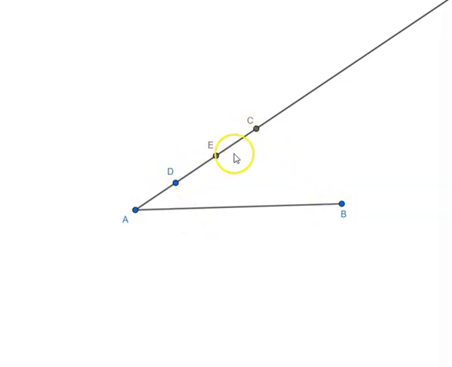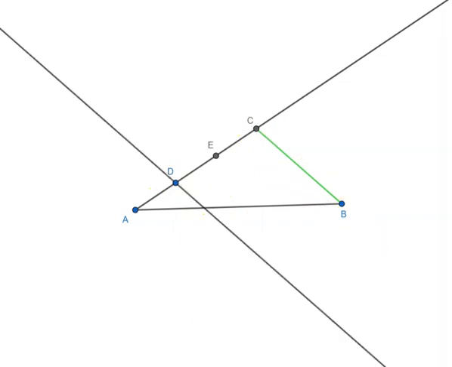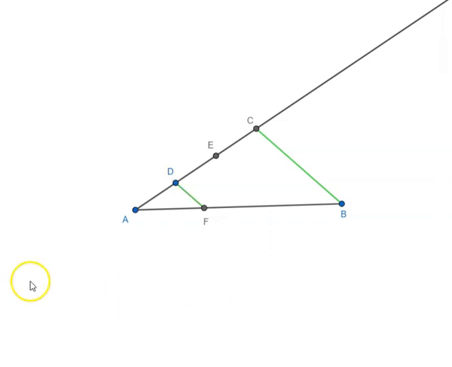So now we join B and C and we draw a line through D parallel to BC. And let's mark the point of intersection. And let's join these points D and F and hide this line. Yes. So here DF is parallel to BC. Now in triangle ABC, if BC is parallel to DF, that means these are in proportion. AD is to DC equal to AF is to BF.